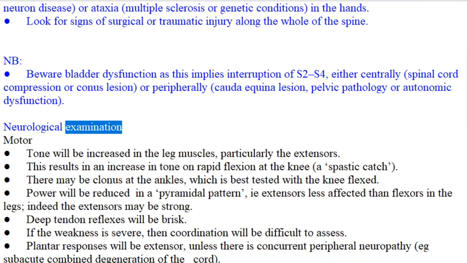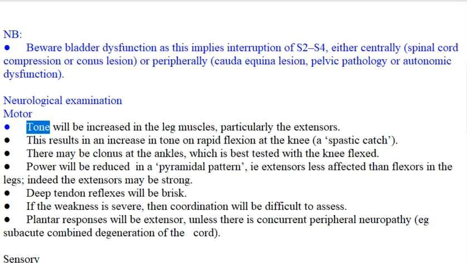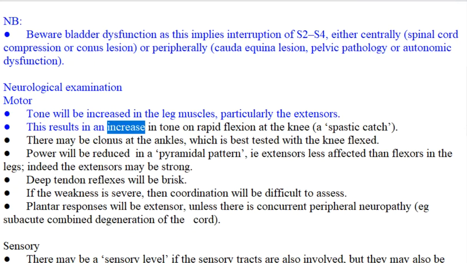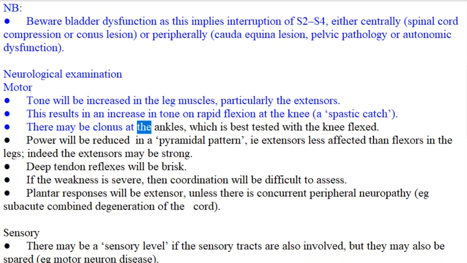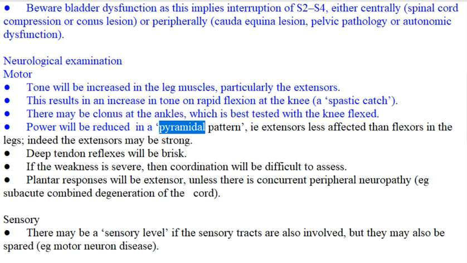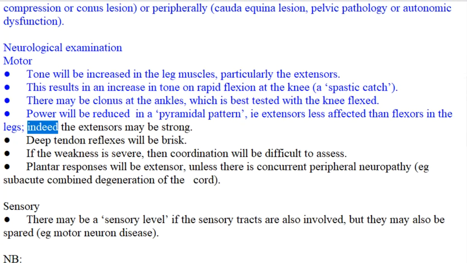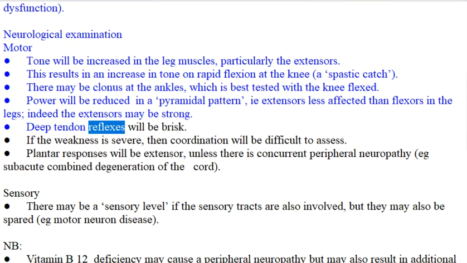Neurological examination. Motor tone will be increased in the leg muscles, particularly the extensors. This results in an increase in tone on rapid flexion at the knee, a spastic catch. There may be clonus at the ankles, which is best tested with the knee flexed. Power will be reduced in a pyramidal pattern, i.e. extensors less affected than flexors in the legs, indeed the extensors may be strong. Deep tendon reflexes will be brisk.